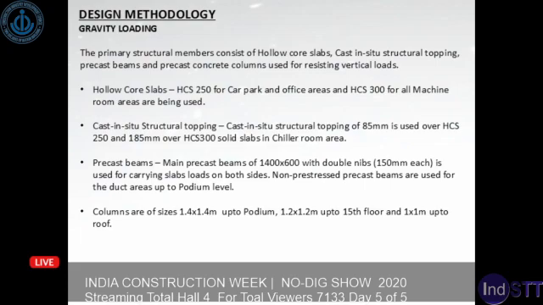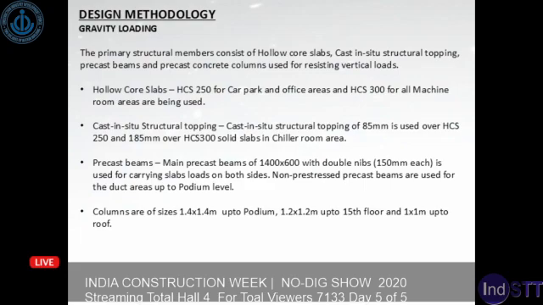The structural topping is mostly 85 mm in all the areas, because for longer spans there is a camber also in the slabs, and to cover that and to embed the MEP services, 85 mm of thickness is recommended. In some areas where heavy loading is there, we have increased the topping and provided up to 185 mm.